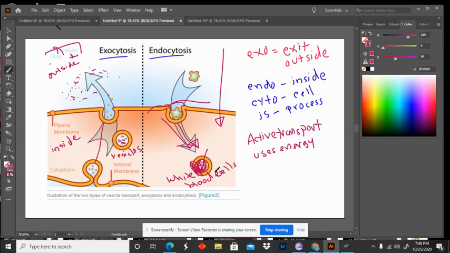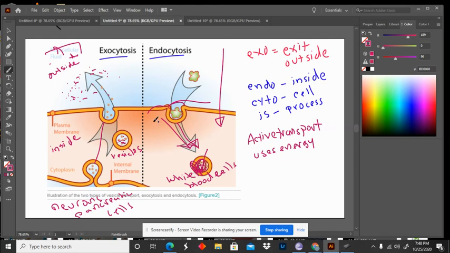This other process is more like neurons, pancreatic cells. Other cells do this, but this is just from the top of my head. So again, an easy way to remember: endo, inside; exo, outside. And they both require energy, and they're a form of active transport, and these are cells that do that.